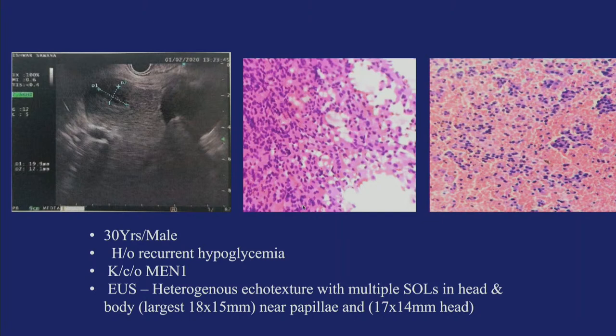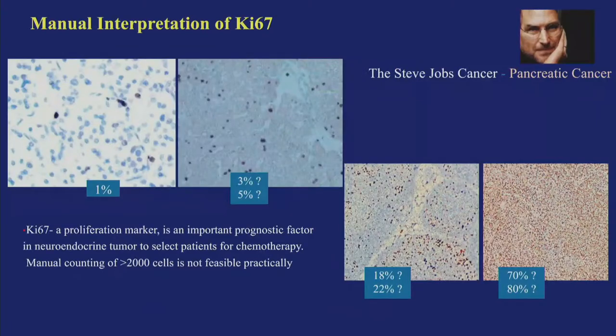So here, one is rapid on-site diagnosis, two is collecting the material for adequate further testing. So the third picture is the cell block. Now, once we collect material for the cell block, the main role is now to grade the tumor.